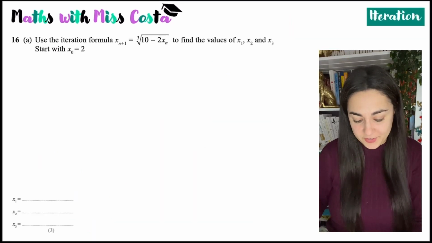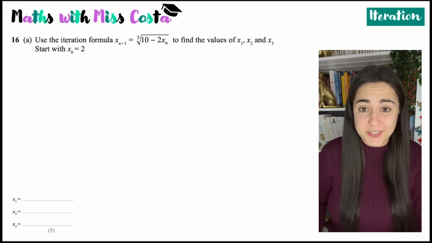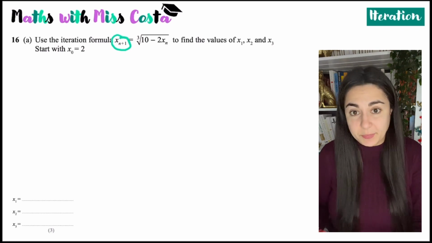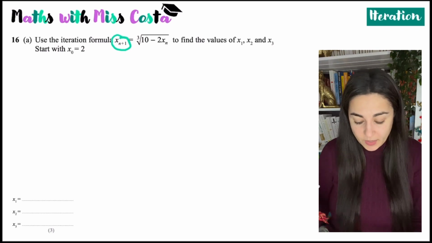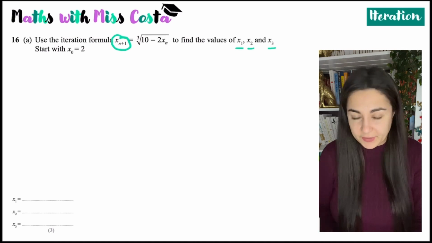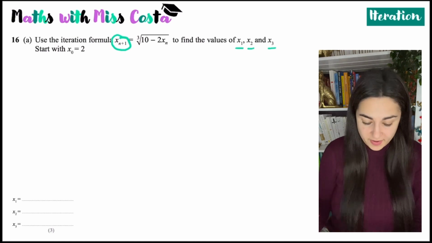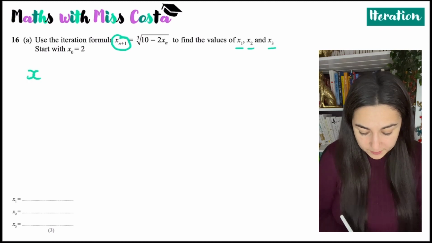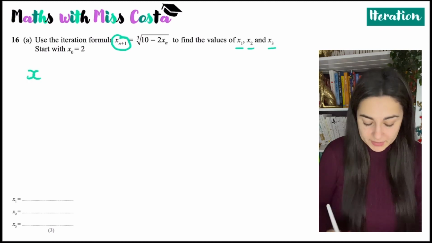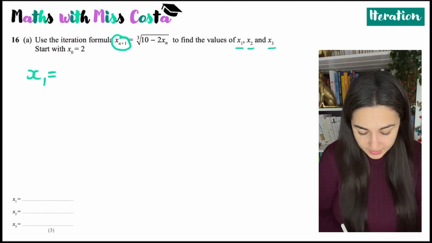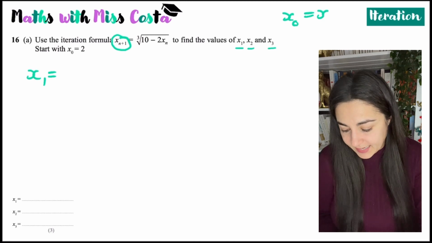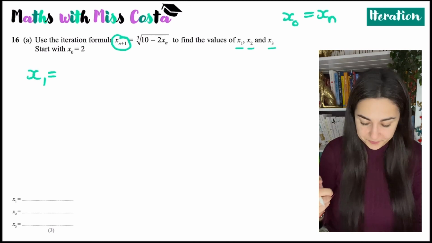Okay, so here we've got an iteration question, and with iteration it's essentially just substituting again. So over here we're told the formula for x n plus 1. We have to substitute into that term, and we need to find the values of x1, x2, x3. So we can think of that as the first term, the second term, the third term, and we start with x0 equals 2. So xn plus 1, well, if we start with x0, 0 plus 1 would be 1. So that would be the first term. And we substitute in, so x0 is going to be our xn term.